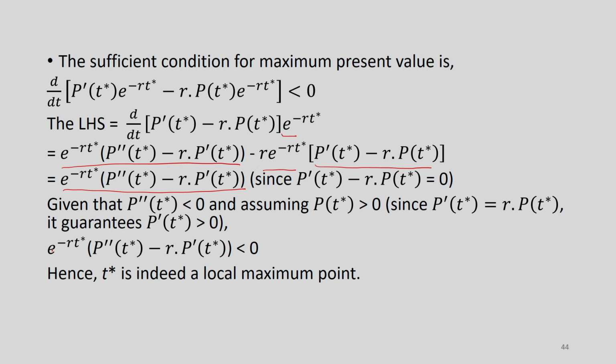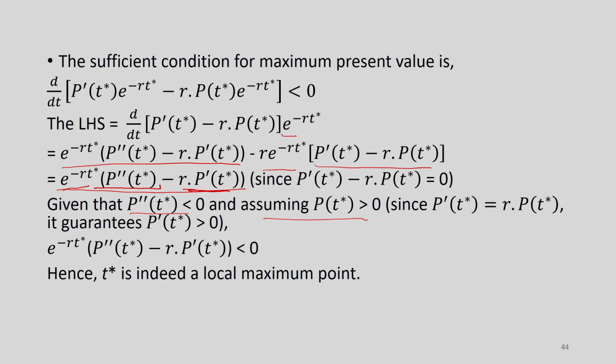Okay, so this term is negative, this term is positive. So, the sign actually depends on this term. This has to be positive to make the entire thing negative. So, it is given to be negative, assuming that the value of t always remains positive.